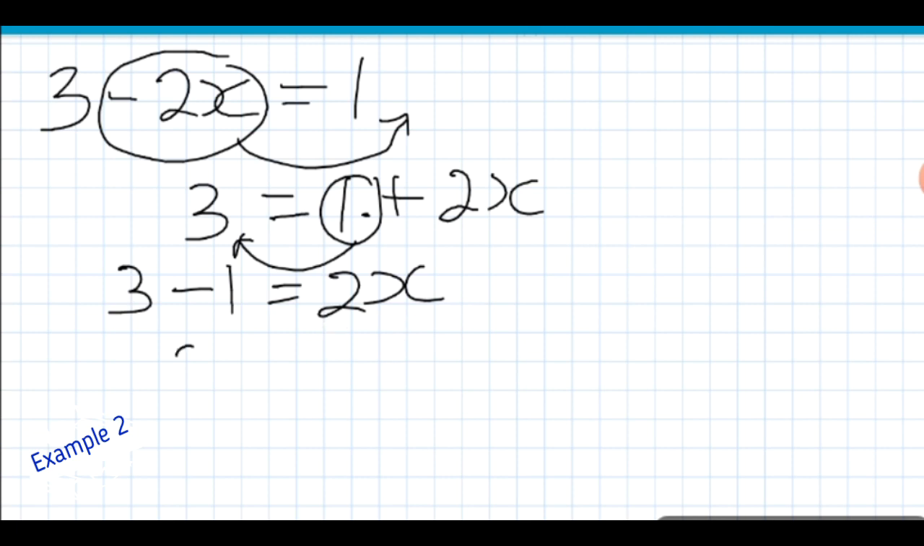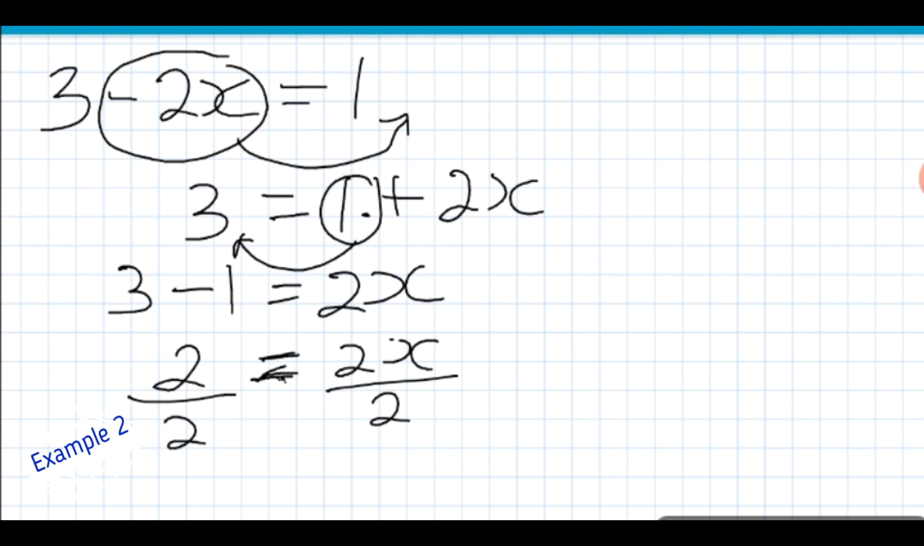3 minus 1 is equal to 2, so we'll have 2 there. Then we have 2x, same thing as 2 times x. Now we'll divide both by 2. Same thing on both sides, in order that this equal sign remain true, remain correct. What you do on the left side, you must also do on the right side. So divide by 2 on both sides. This divide by 2 cancels out the times 2. So you have x on this right side, and on the left, 2 over 2 is the same as 1.